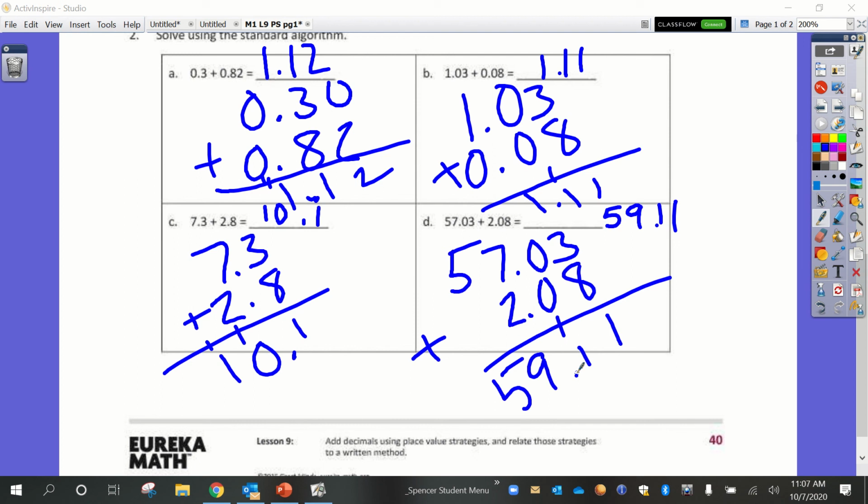Decimal, decimal, decimal, come right down. 7 ones plus 2 ones is 9 ones. 5 tens plus, well, there would be a 0 here. We don't have to write it, but that's what we're visualizing. 5 plus 0 is 5. So the answer for this one is 59 and 11 hundredths.